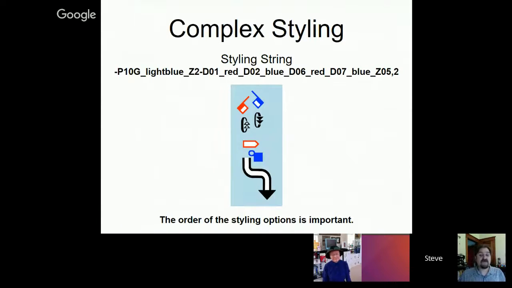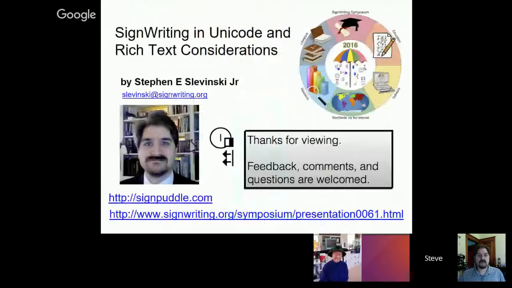You can have all kinds of complex formatting, and if you see we have from the P all the way up to the Z2, that is for the entire sign. We have another dash, and then we have the detail for symbol 1, red, detail symbol 2, blue, symbol 6 and symbol 7, and then we zoom symbol 5 to twice the normal size. And that is Unicode, and that is rich text.